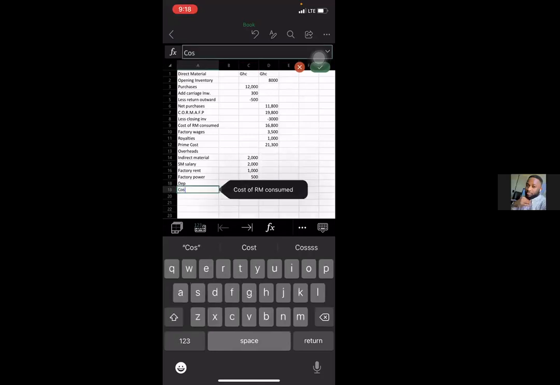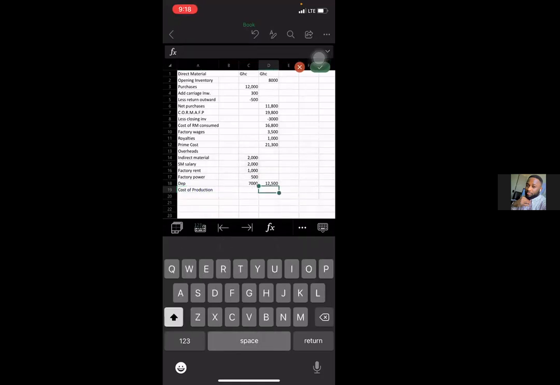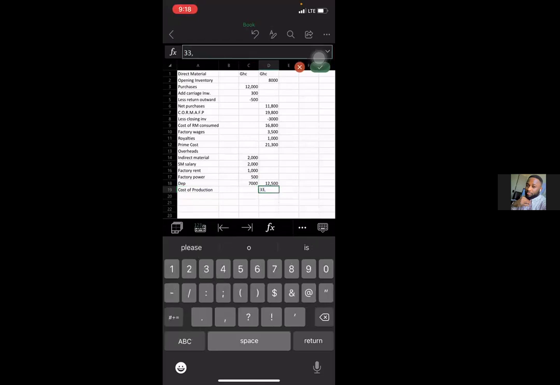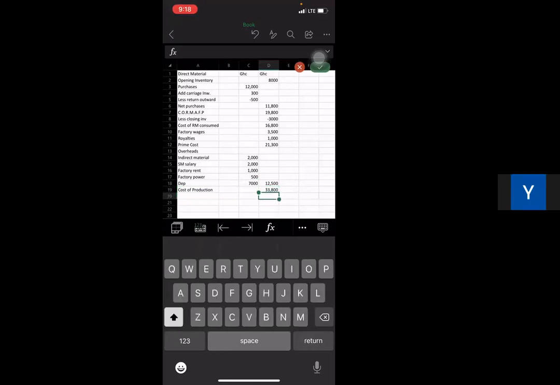12,500. And what will be the figure for cost of production? Very good. So that's the cost of production. If you want to know your cost of production, you have prime cost and overhead. Under prime cost, you have direct material cost, direct labor cost, and direct expense cost. Under overhead, you have indirect material, indirect labor, and indirect expense. Please, I hope you are following.